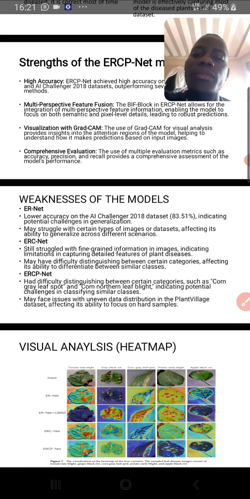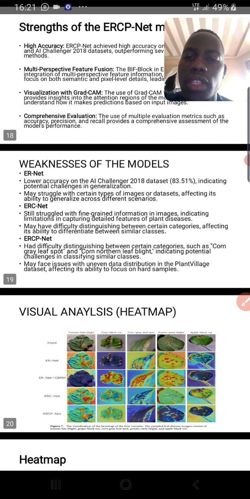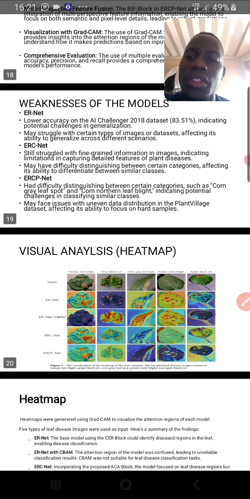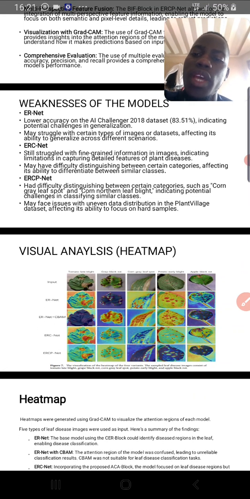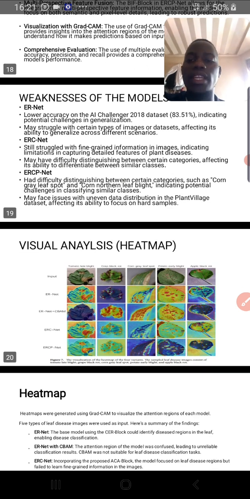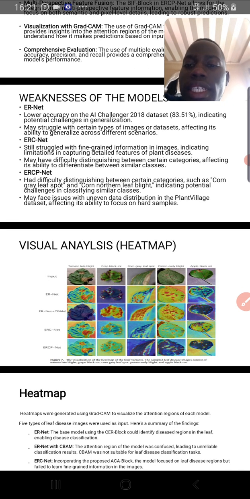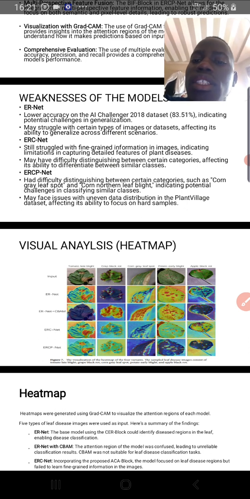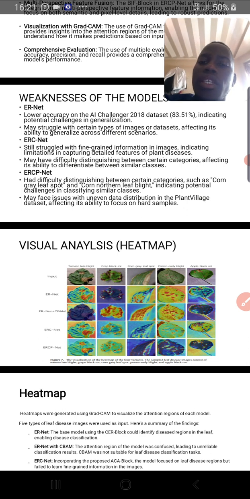And then the weaknesses of the model, we shall take model per model. So Ercp-Net had a lower accuracy on the AI Challenger data set, indicating potential challenges in generalization. This means that the model will struggle with certain types of images or data sets. And then Ercp-Net struggled with fine-grained information in images, indicating limitations in capturing the detailed features of plant diseases.